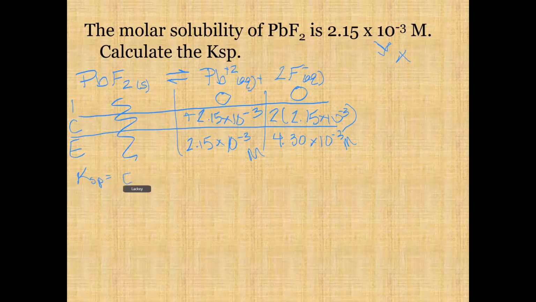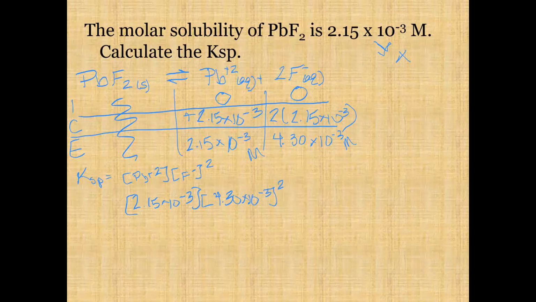So we have the lead 2 ion with no exponent multiplied by the fluoride ion squared. And since our only reactant is a solid, remember solids and pure liquids don't show up in our equilibrium constant equations. So that is our formula for KSP. So we can plug in those known values. So 2.15 times 10 to the negative third multiplied by 4.30 times 10 to the negative third, squared.